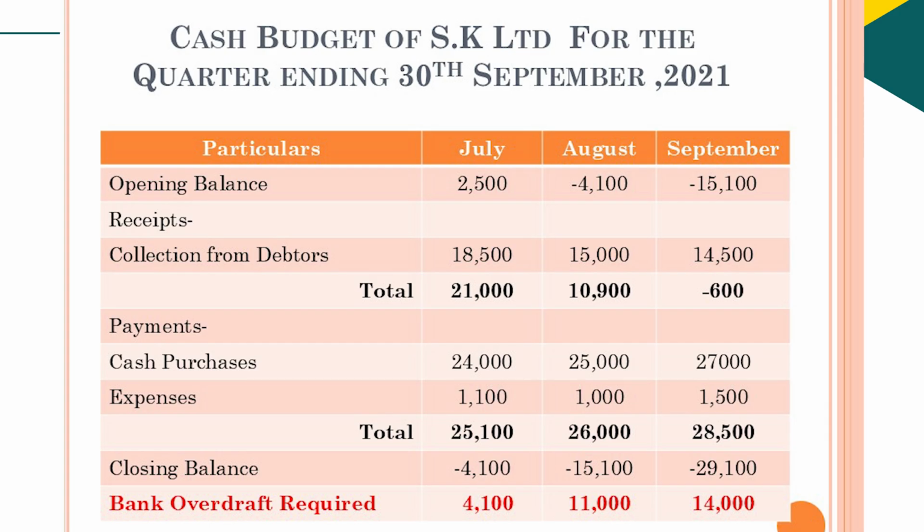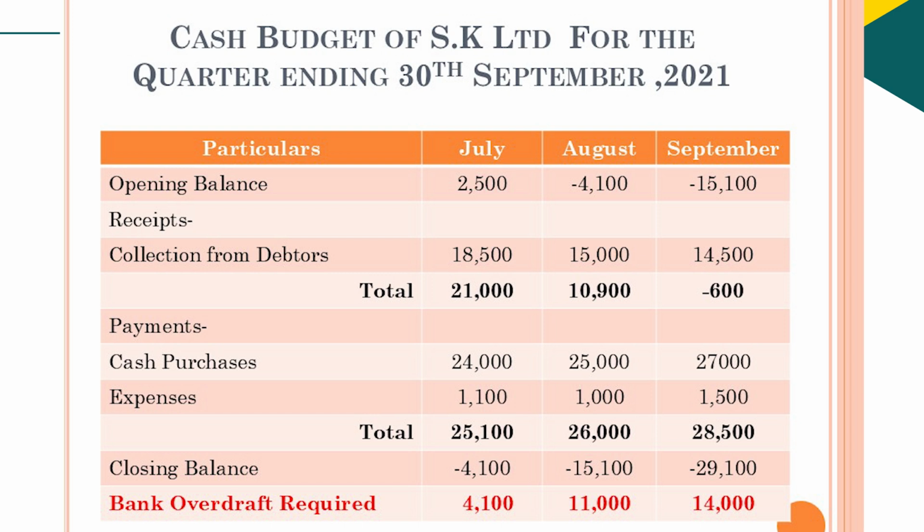So again, we are in shortage and the overdraft comes as 11,000. How come 11,000? 4,100 was already the overdraft. Now this is 15,100 more. So 15,100 minus 4,100 gives you 11,000 of overdraft facility that we require from the bank in the month of August. Coming on to our last month, that is September, the closing balance minus 15,100 has become the opening balance in the month of September.